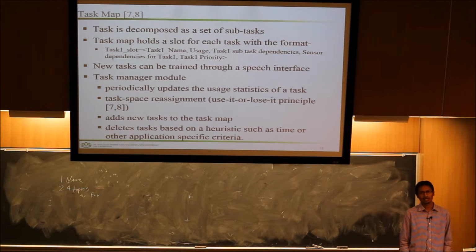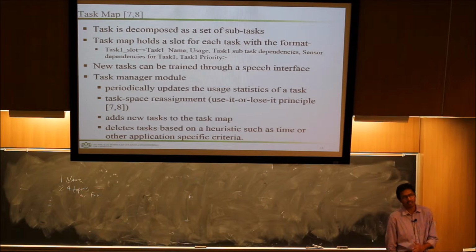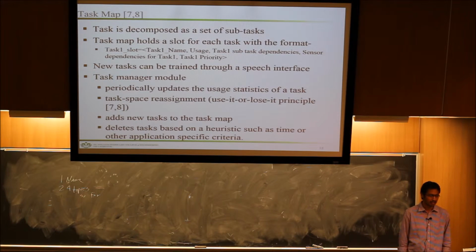The task map is another structure similar to the sensor map, and since we are dealing with high-level task planning, each task is decomposed into subtasks. Similar to the sensor observation slot, you have a task one slot, which has the task name, the priority, and the dependency. Since you're using selective sensor fusion, each task depends on sensors, so you have a sensor dependency vector for each of the tasks.